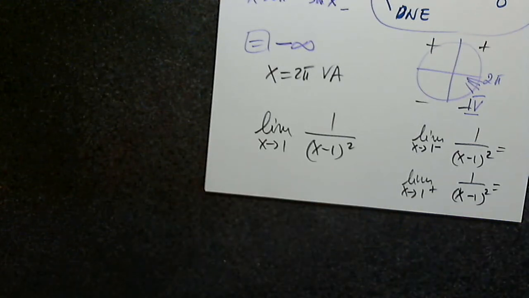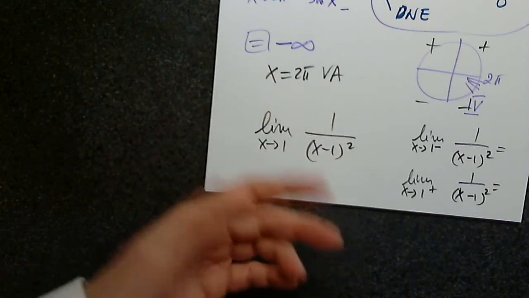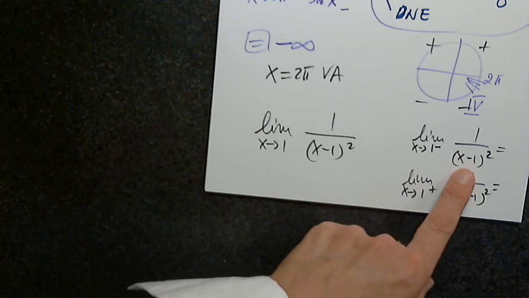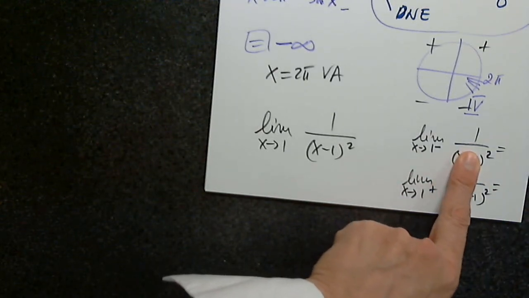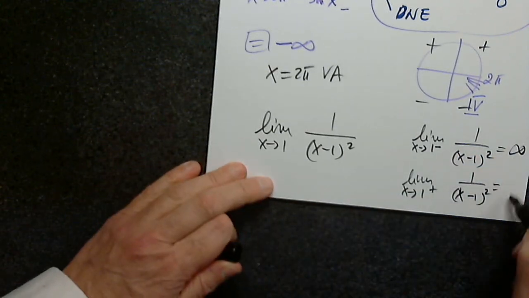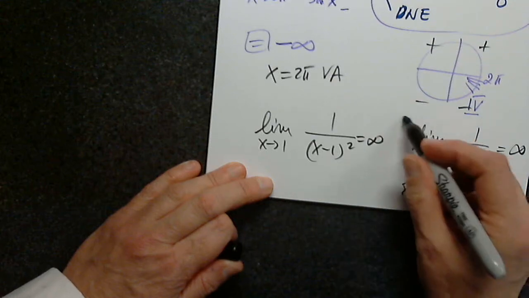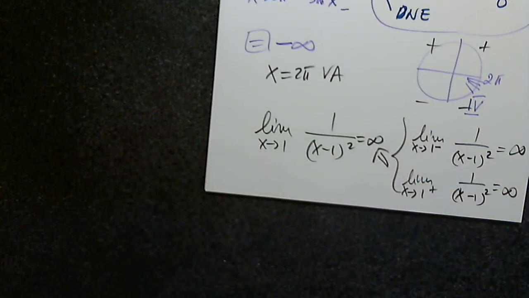Well, obviously this is a positive function. It could never be negative infinity. This is always positive no matter what. So it is 1 over 0, but this is always positive. No matter what you plug in here, left, right, doesn't matter, this is always a positive number. So this will be infinity, this will be infinity. Therefore, from here, we get that from either side it is infinity.